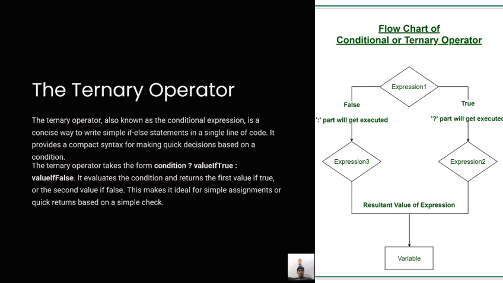The ternary operator takes the form: condition ? value if true : value if false. It evaluates the condition and returns the first value if true or the second value if false. This makes it ideal for simple assignments or quick returns based on a simple check. Here you can look at the flowchart on the right side for the ternary operator.